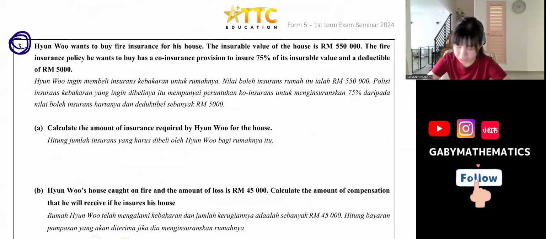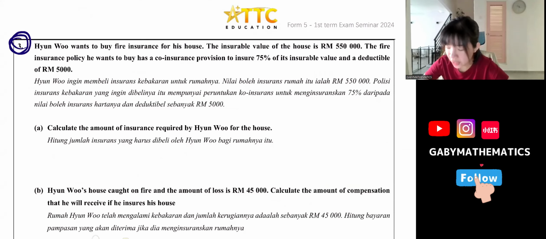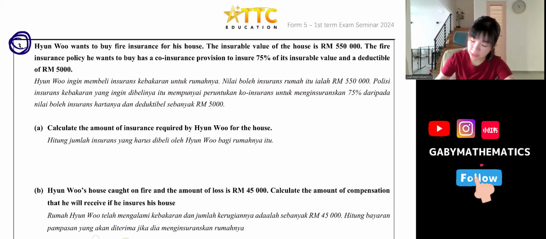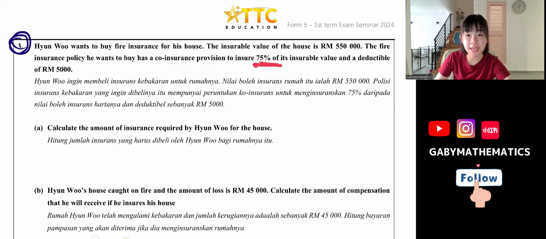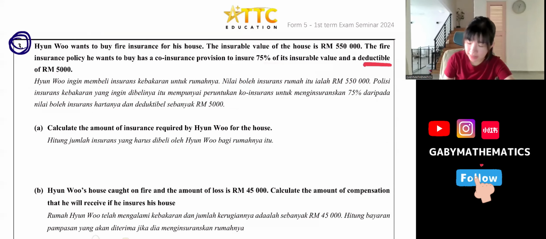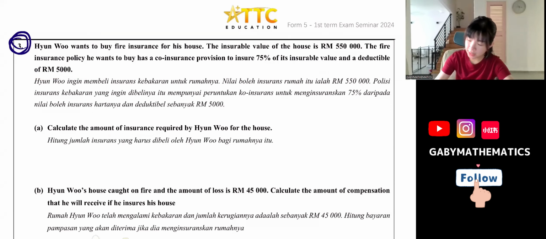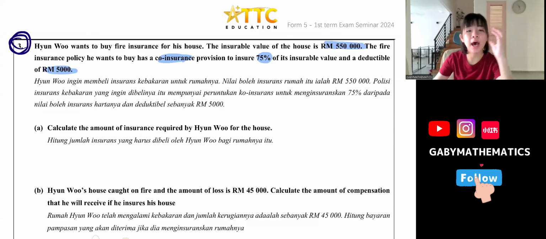Number 3. Who wants to buy fire insurance for his house? The insurable value of the house is 550,000. So the fire insurance policy he wants to buy has a coinsurance provision insured 75% of the insurable value and deductible 5,000. Number 1, calculate the amount of insurance required for the house. So the coinsurance is 75%, deductible 5,000, and the insurable value is 550,000. Okay, so guys, what's the answer? The amount of required insurance.